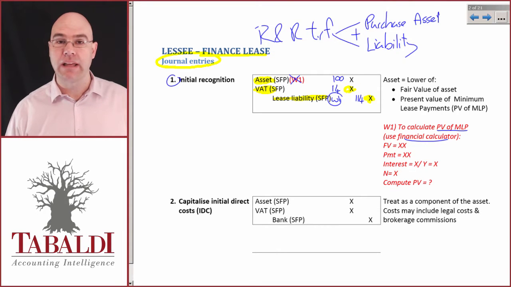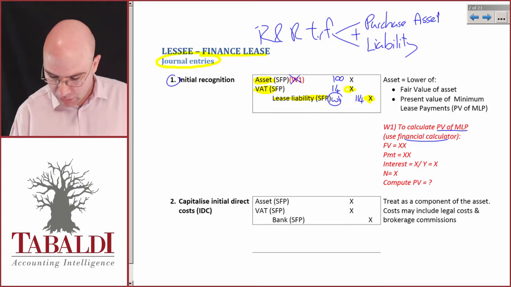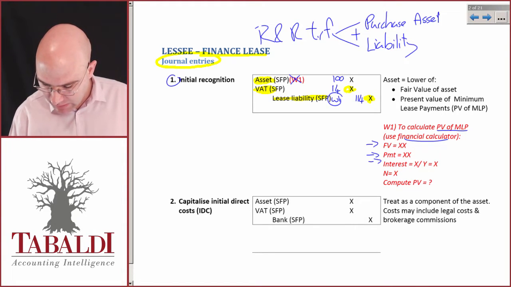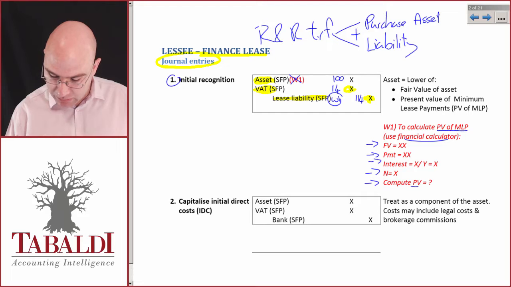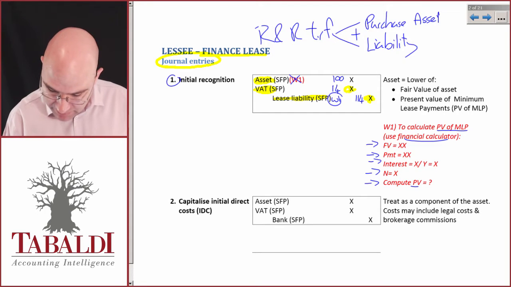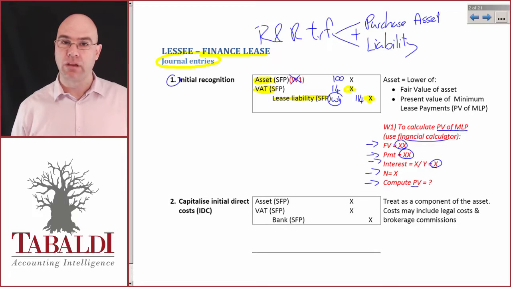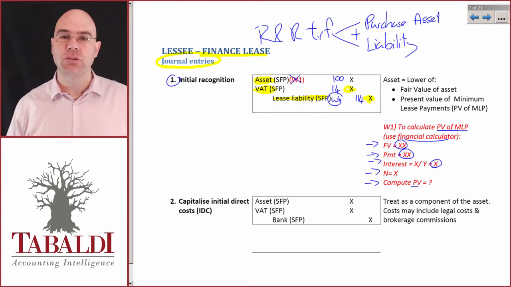Now the lease liability, we're going to have to do a calculation, and you'll have to use your financial calculator. You can do an amortization table, but that can take very long. You put in your future value, the payment, the interest, the number of periods, and you compute the present value. Sometimes you are given the present value, and you might have to work out, for instance, the future value, or the payment, or even the interest. Okay, so that's initial recognition.